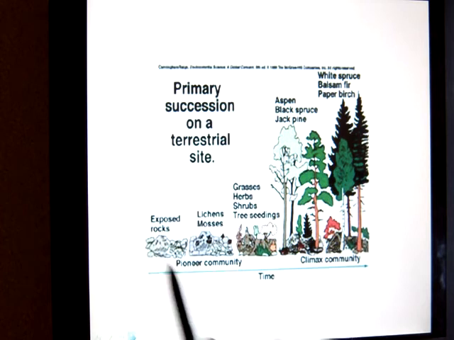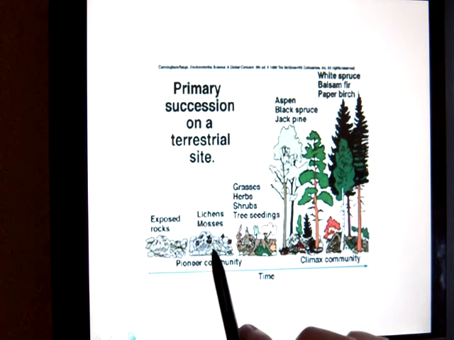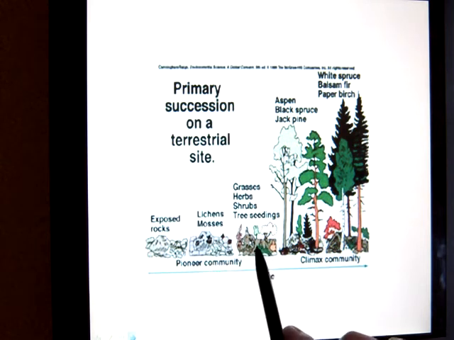But over time, you might see some lichens and mosses pop up, and then over a greater period of time, you'll eventually see some shrubs, and then over a really long period of time, you'll eventually see trees, a forest of some kind. Now, a couple of important terms to know here.